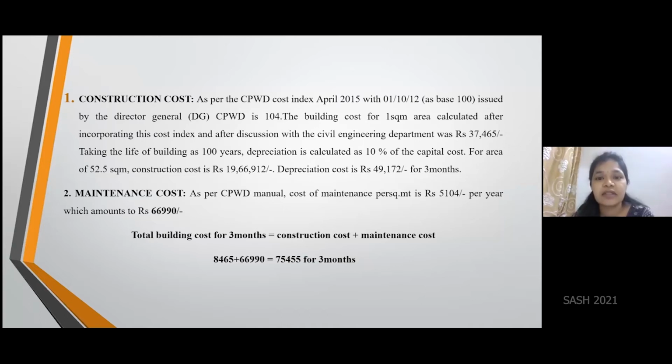Depreciation cost was calculated for 3 months, that is 49,172. Coming to the maintenance cost, as per the CPWD manual, that is the Central Public Works Department manual, the cost of maintenance per square meter is found out to be 5,104, and the total maintenance cost for the 3 months is found out to be 66,990. And coming to the total building cost for a period of 3 months, it comes up to be 75,455 for 3 months.